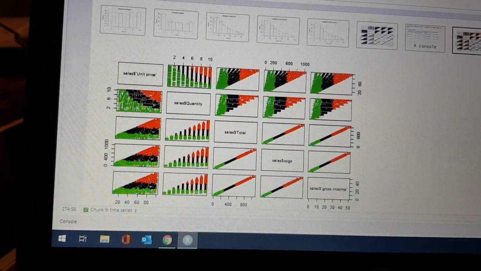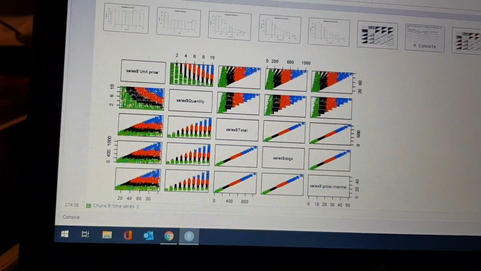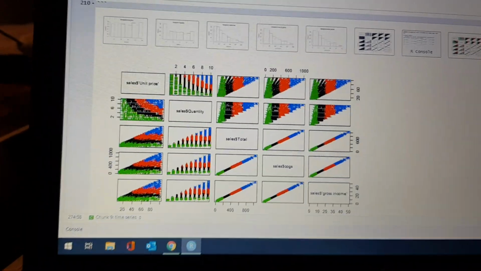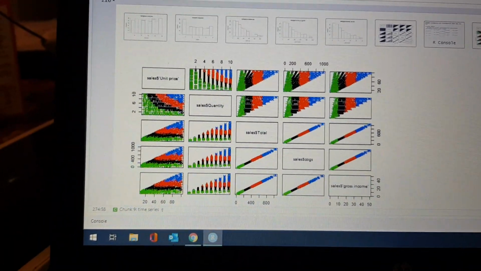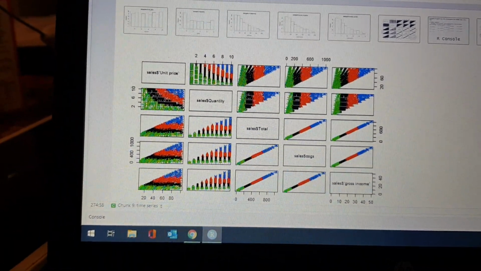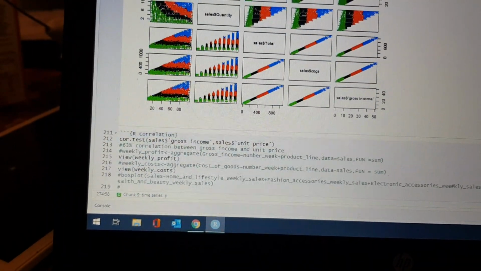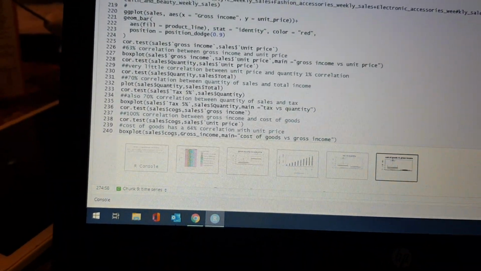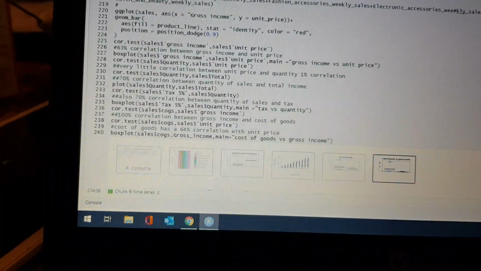That's 3. No, that's 4. 4 looked the best. It covered all the data points. So then I went on to do the correlation and looked at the cor.test.